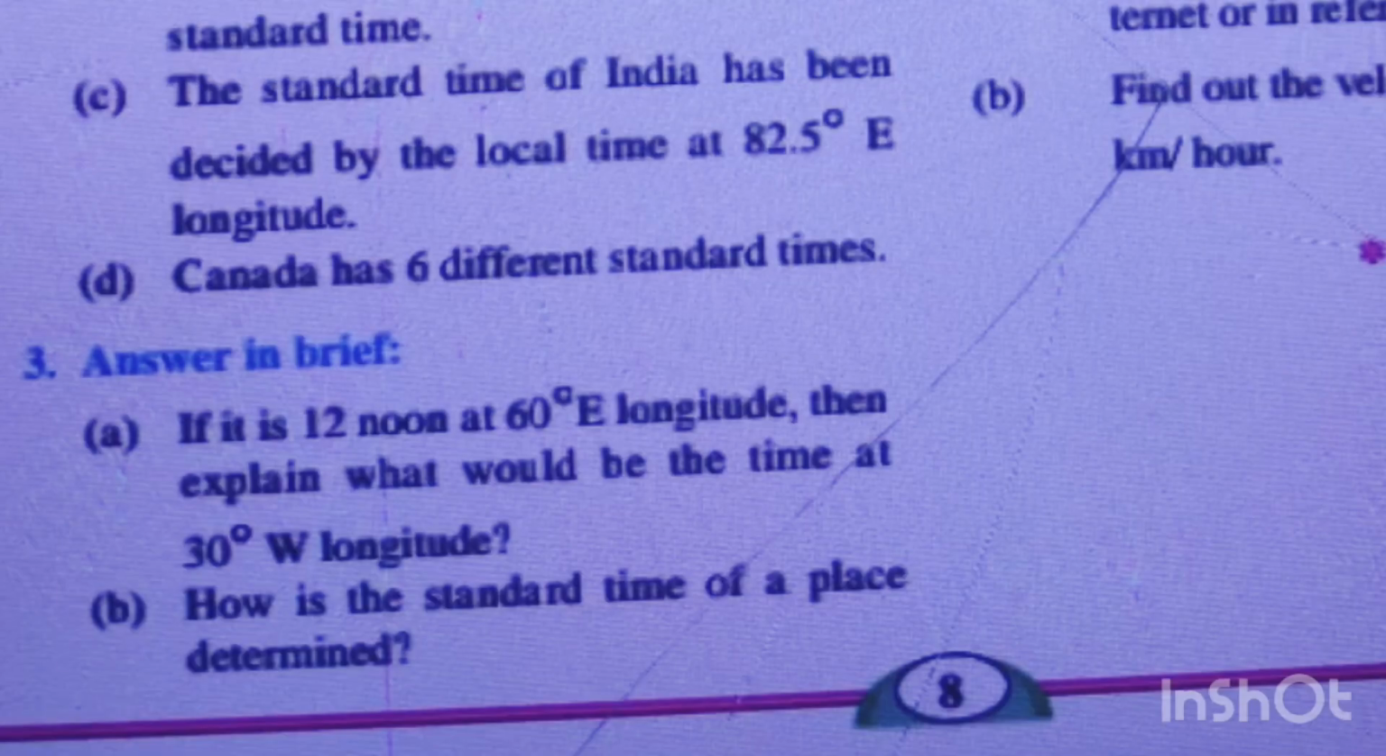Okay, next question, answer in brief. If it is 12 noon at 60 degree east longitude, then explain what would be the time at 30 degree west longitude. So the answer will come like this.